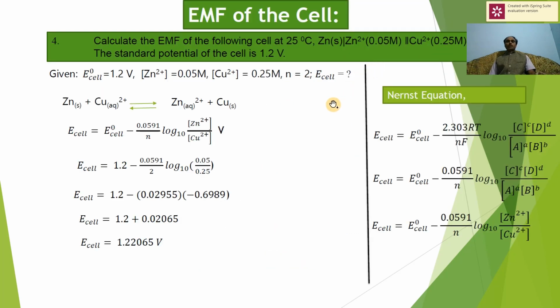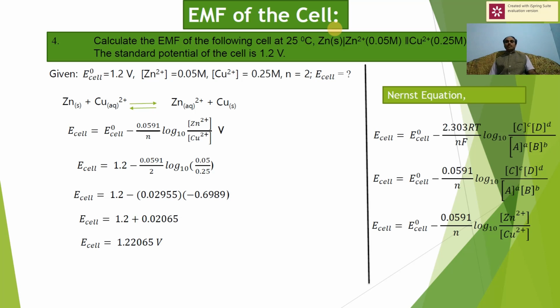Then the fourth problem is on the EMF of the cell. So far we have discussed the calculation of the potential of the half cell itself. Zinc is dipped in zinc sulfate solution, or lead is dipped in lead sulfate solution, or copper is dipped in copper sulfate solution, or an Ag rod is dipped in AgNO3 solution. These are all called half cells. Now EMF of the cell means it is a complete cell which consists of the combination of two half cells.